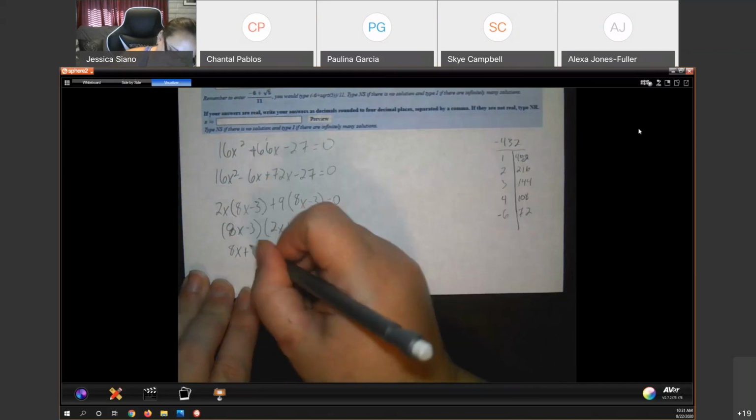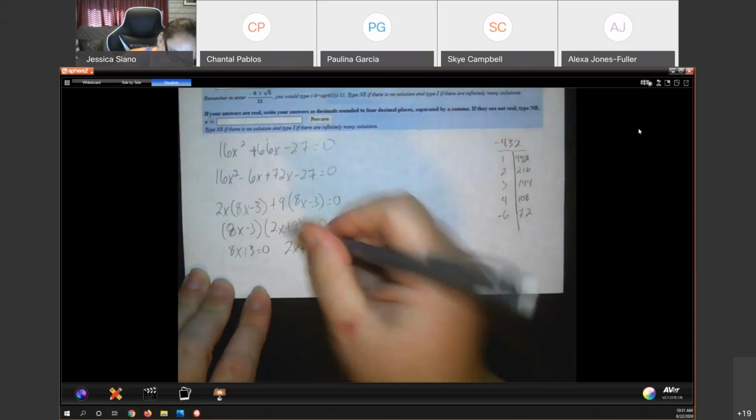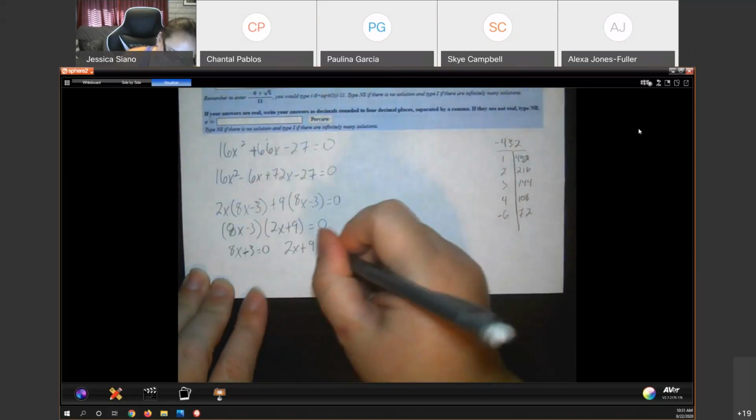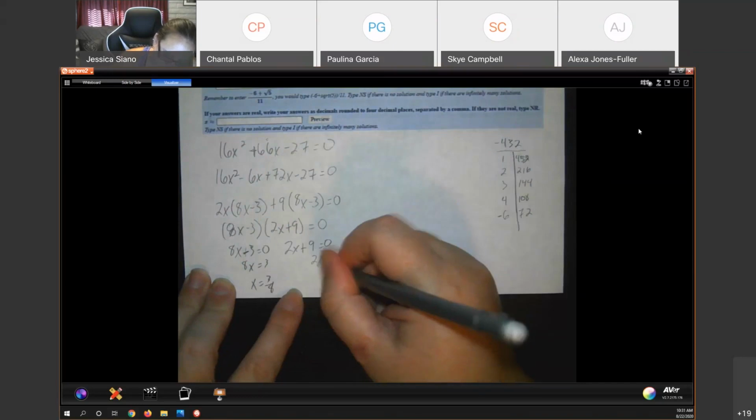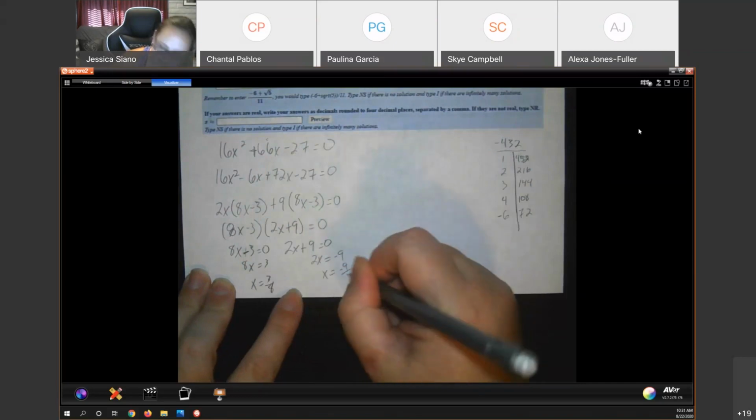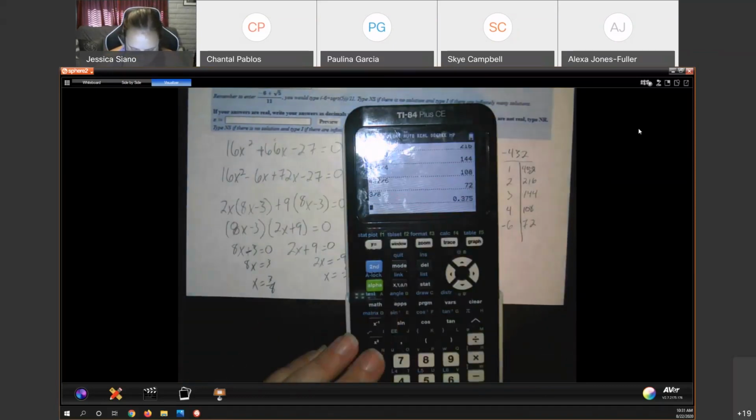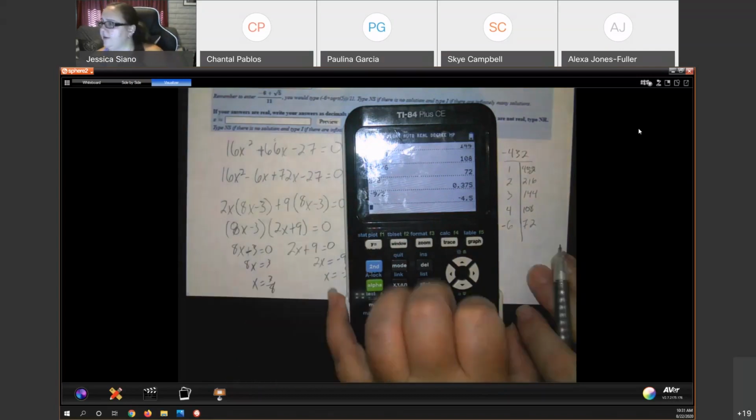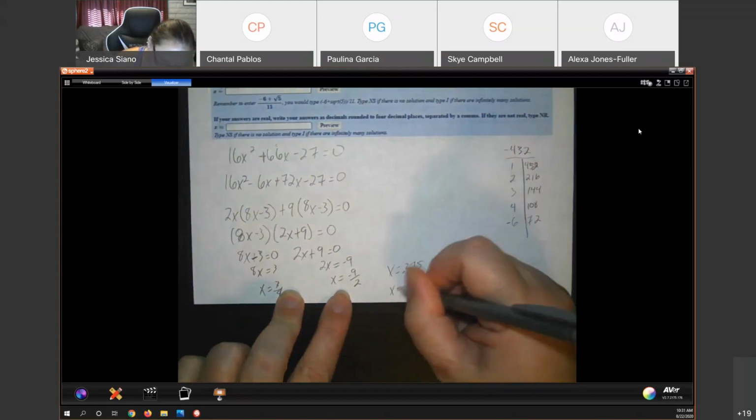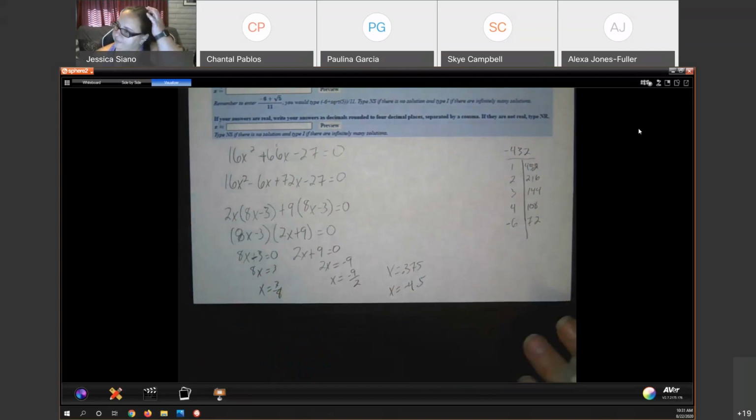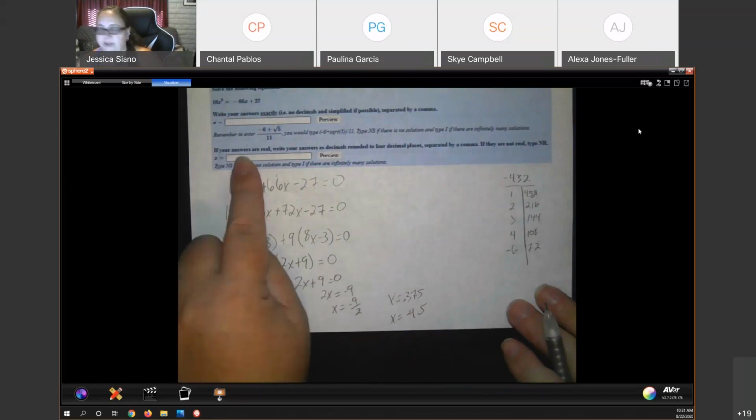So then either 8x minus 3 equals 0, or 2x plus 9 equals 0. So 8x equals 3, x equals 3/8. 2x equals negative 9, x equals negative 9/2. So then 3/8, negative 9/2, 0.375, and negative 4.5. So these are your exact values that you're going to put in the first box. These are your rounded values that you're going to put in the second box.